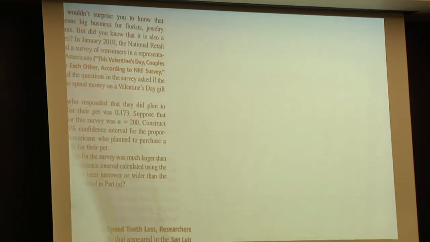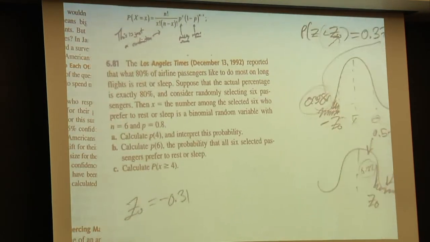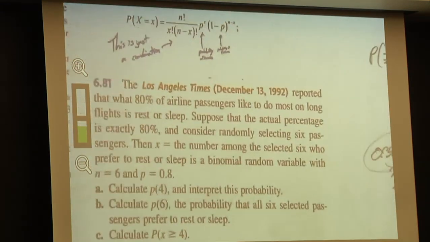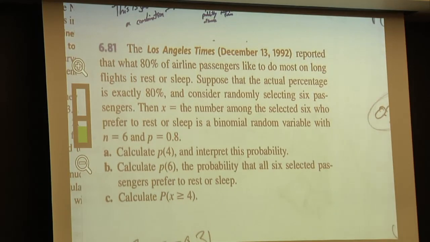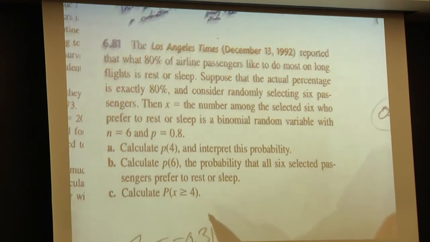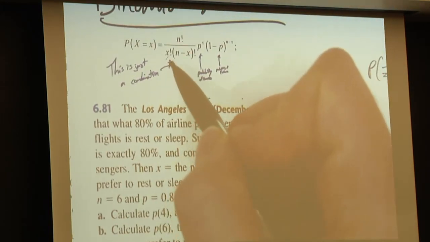I have a quick probability problem regarding binomial probability, if you want to review this real quick. It's asking about airline passengers and what they like to do on their flight. They're saying like 80% of people like to sleep and rest, and that's fantastic because that's what everyone wants to do. And what we look at with this is we basically start plugging and chugging into our formula up here.